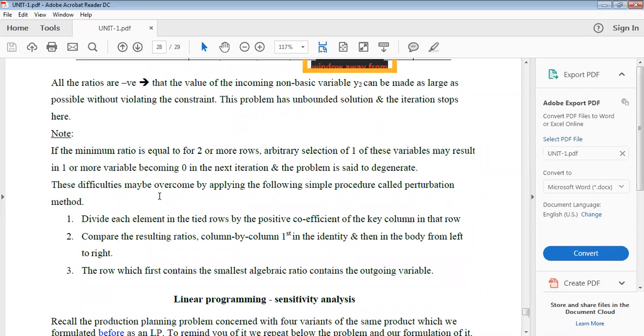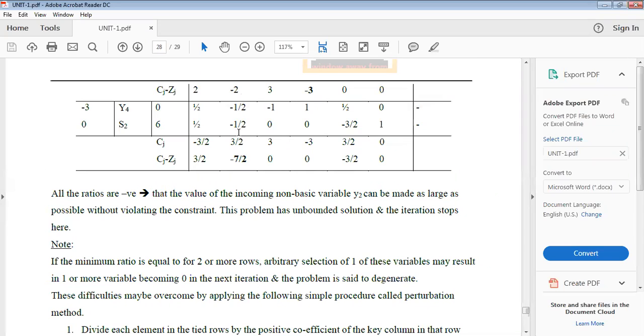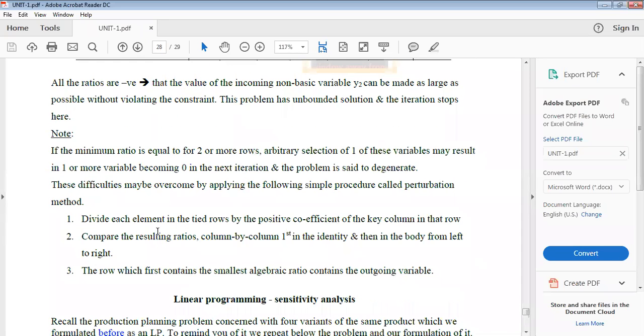These difficulties may be overcome by applying the following simple procedure called the perturbation method. One: divide each element in the tie rows by the positive quotient of the key column in that row. Key column in that row means, in the above problem, the key column elements, so this is minus 1/2. Then compare the resulting ratios column by column, first in the identity and then in the body, from left to right. The row which first contains the smallest algebraic ratio contains the outgoing variable.